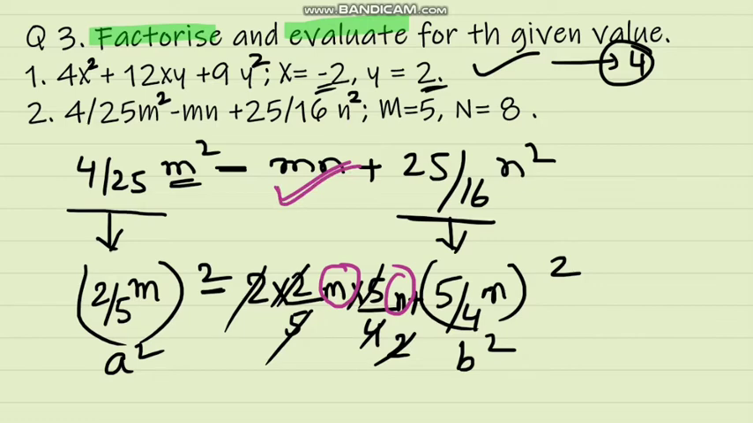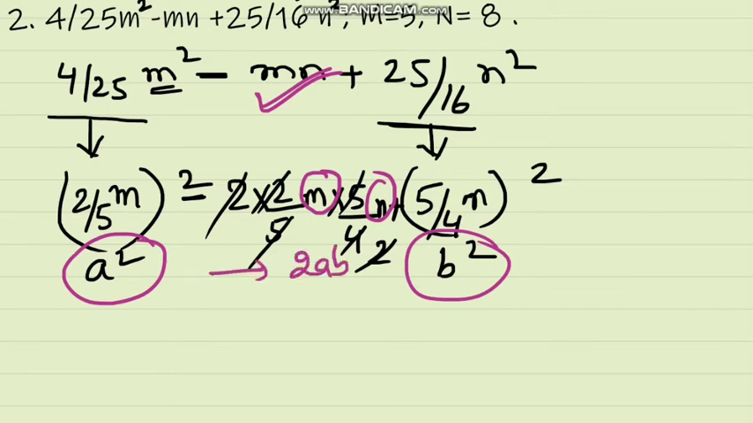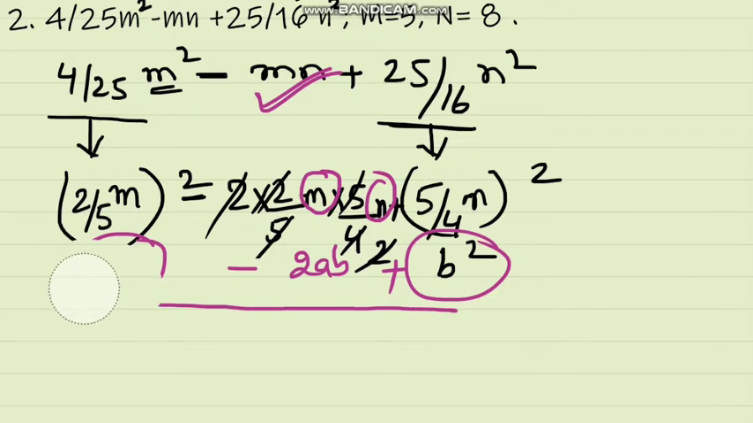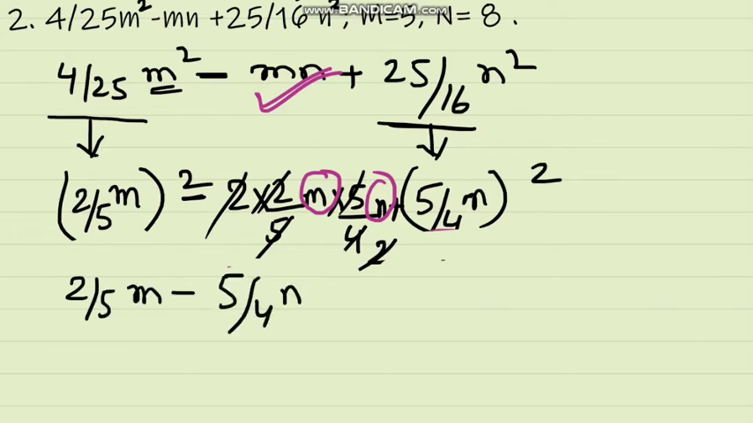Now see what we can do in the final way. So this part is a square, this part is b square and this part is our minus 2ab. That means here it is a minus b whole square. So simply children, let us write it as 2 by 5 m minus 5 by 4 n whole square.